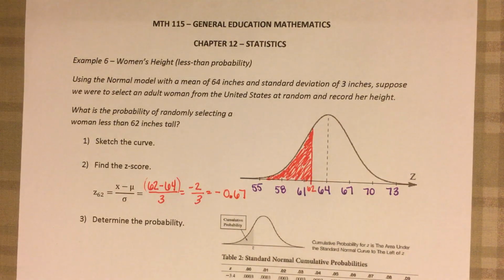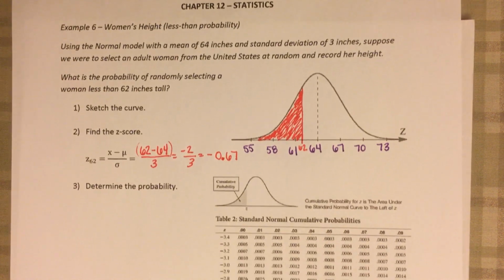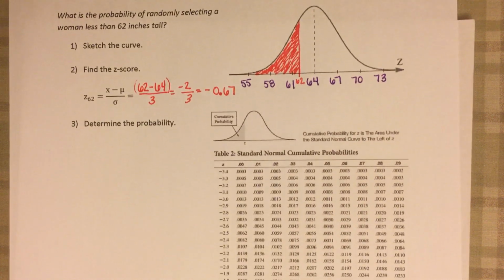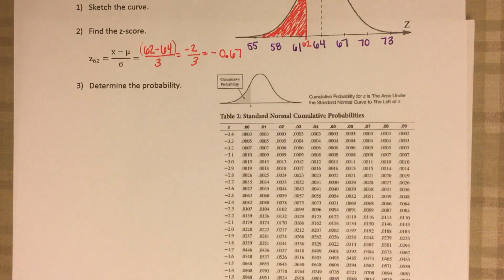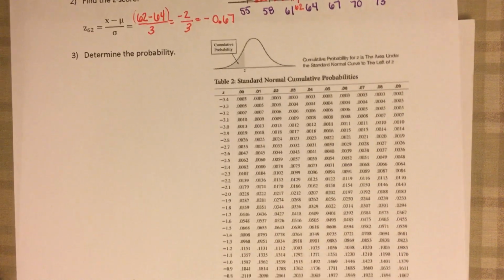All right, so then we're going to use our table. I have a shrunken down version of our table here. We're going to slide down, and as we look at this table, we're going to go down until we can see our negative 0.6.